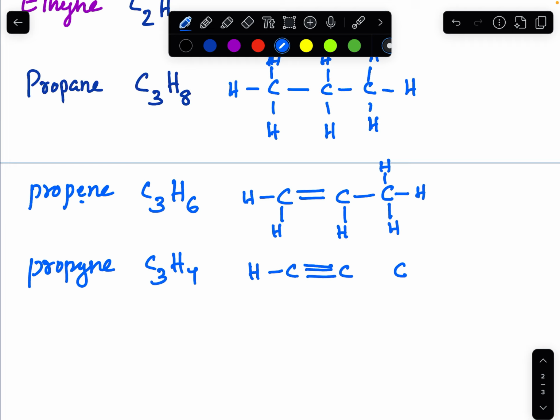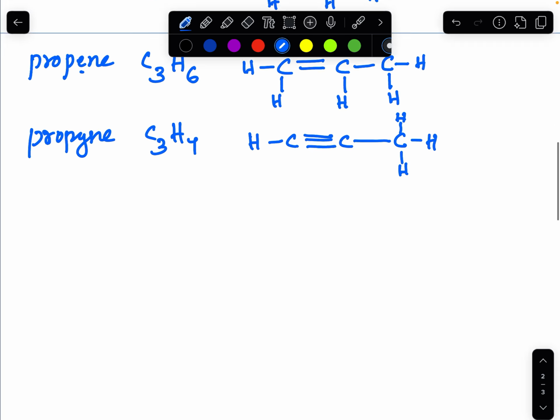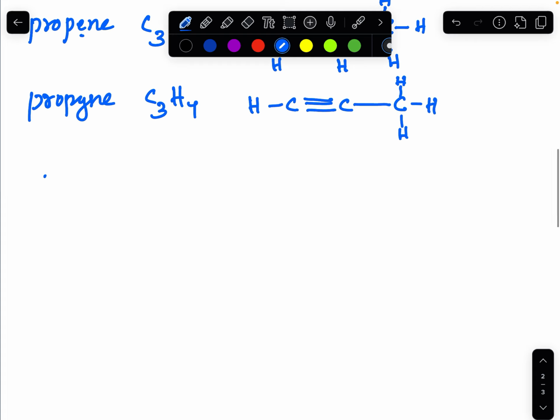So there is 3 valency already completed, so 1 line needed. This one already has all 4 completed, no hydrogen needed. So this one needs 3 hydrogen. So we had 4 hydrogen. So all 4s are there. Good. Okay, next try butane.